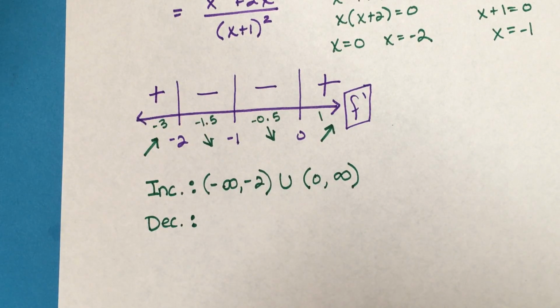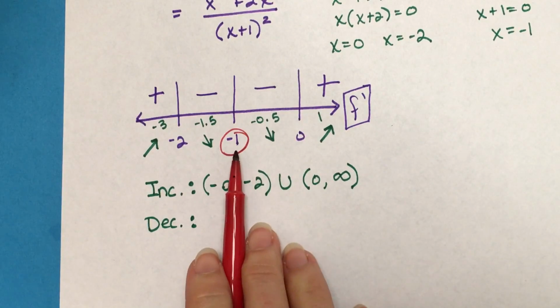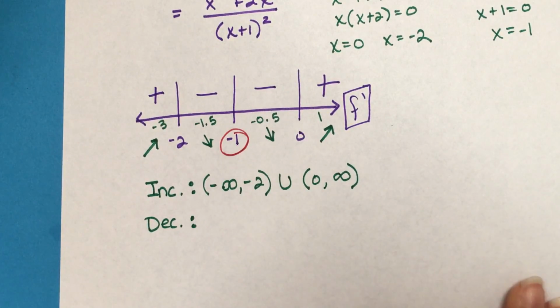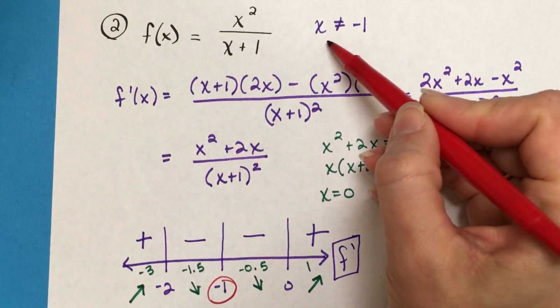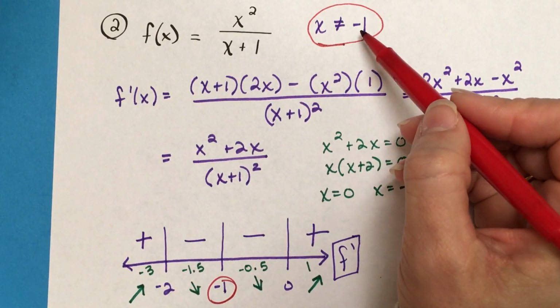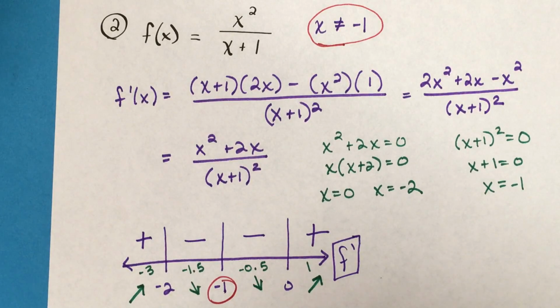sometimes you can actually lump those sections together and treat it as if it were all one interval, but sometimes you can't, and that's just going to depend on the situation that you have with this number, in this case the negative 1 that separates these two sections. That's why it was important back up here to realize that x can't equal negative 1 to begin with, because that causes the original function to be undefined.